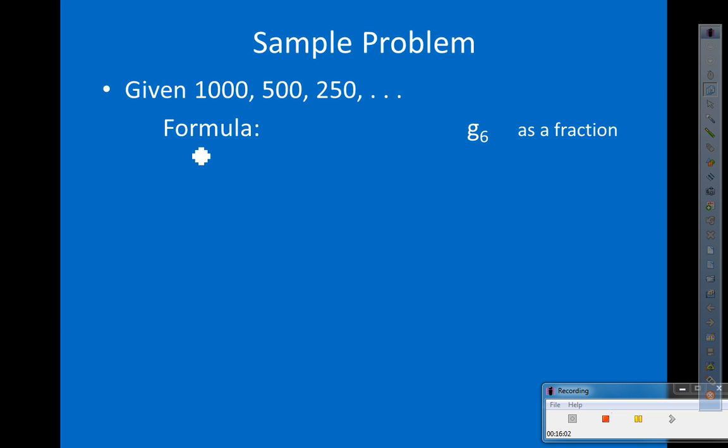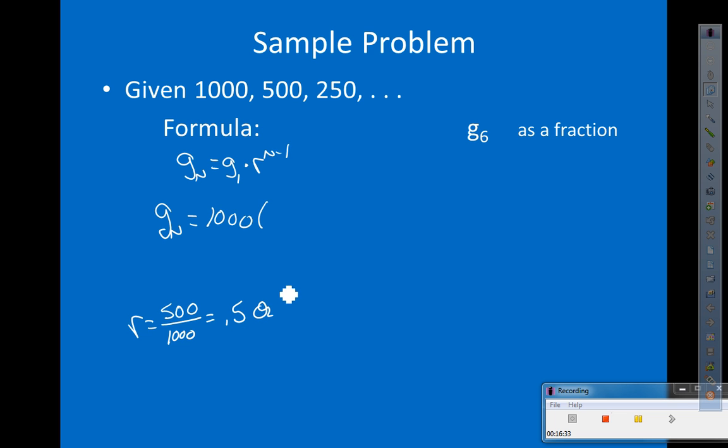Here's my next example. My formula, G sub n equals G sub 1 times r to the n minus 1. My formula then, G sub n equals 1,000 times, if you can't see your r, watch what I do. R equals 500 over 1,000, which is either 0.5 or 1/2. I'll let you use either. So I'm going to plug a 1/2 right here to the n minus 1. Notice, guys, every time I'm just saying n minus 1.